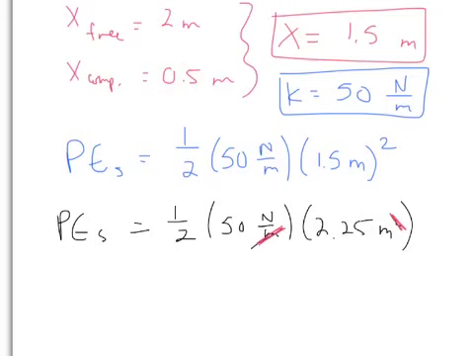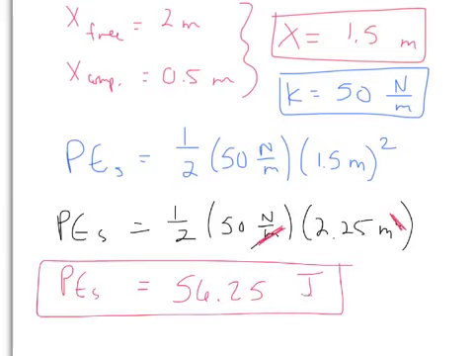Think back to work. Work was F D cosine theta. F was newton, D was meter. Again, we have newton times meter. So this is indeed joules. We can multiply: 1/2 of 50 is 25. 25 times 2.25 is 56.25. And my units are joules, the amount of energy stored.